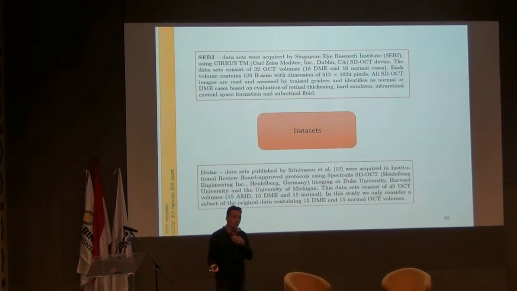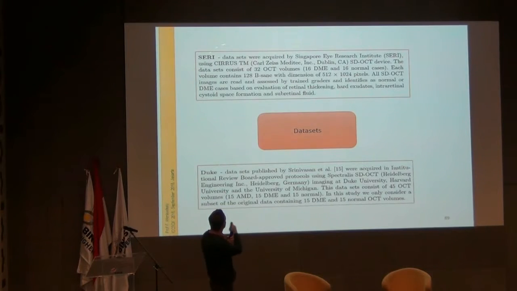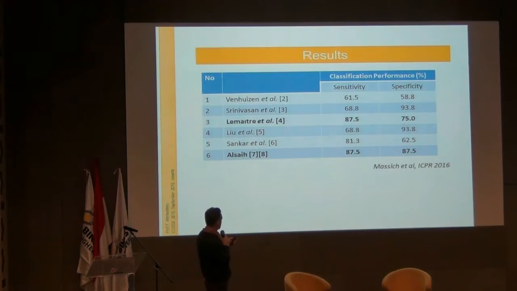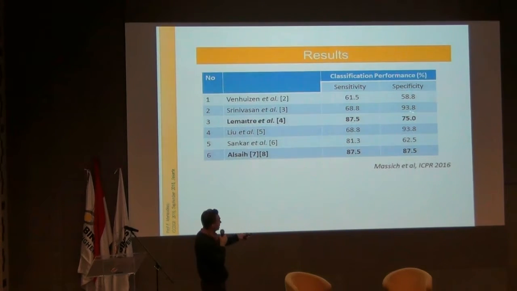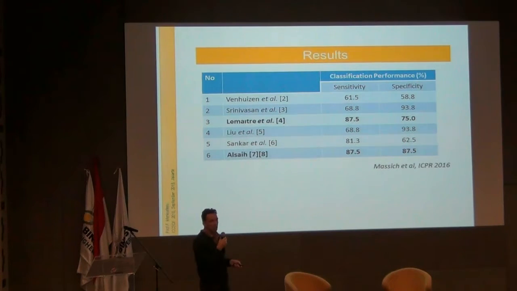The technique I showed you previously, we compared against, because in 2015 that was the leading technique. We used two data sets. One we call the SERI, which we released. We call it SERI because it was obtained at the Singapore Eye Research Institute, and the other from Duke University in the US. This is what we obtained using LBP and using HOG. I want you to remember those figures: 80.5% for the sensitivity, 87.5% for the specificity.